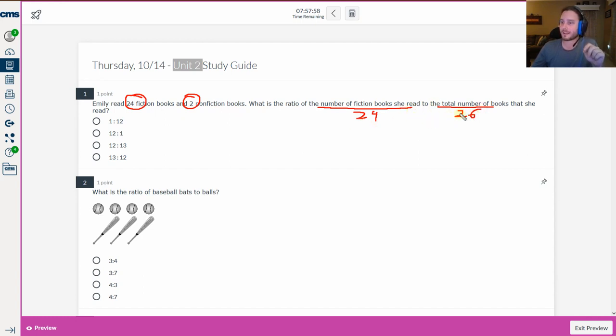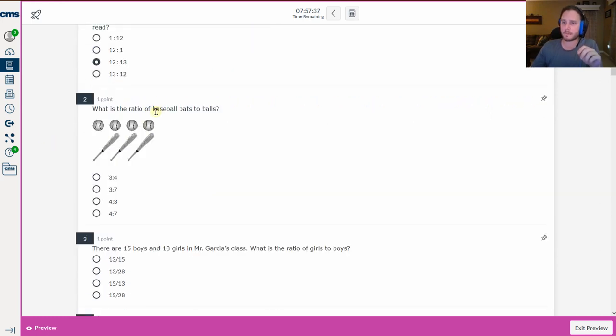Now 24 to 26, that can be simplified. Those are both even numbers, so I can do 24 divided by 2 to get 12, and I can do 26 divided by 2 to get 13. So for number 1, the correct answer should have been 12 to 13. Moving on to number 2, the ratio of baseball bats to baseballs. So we've got baseball bats, we've got 3 of them, and baseballs, we have 4 of them. So 3 to 4, that cannot be simplified, so my answer is just 3 to 4.